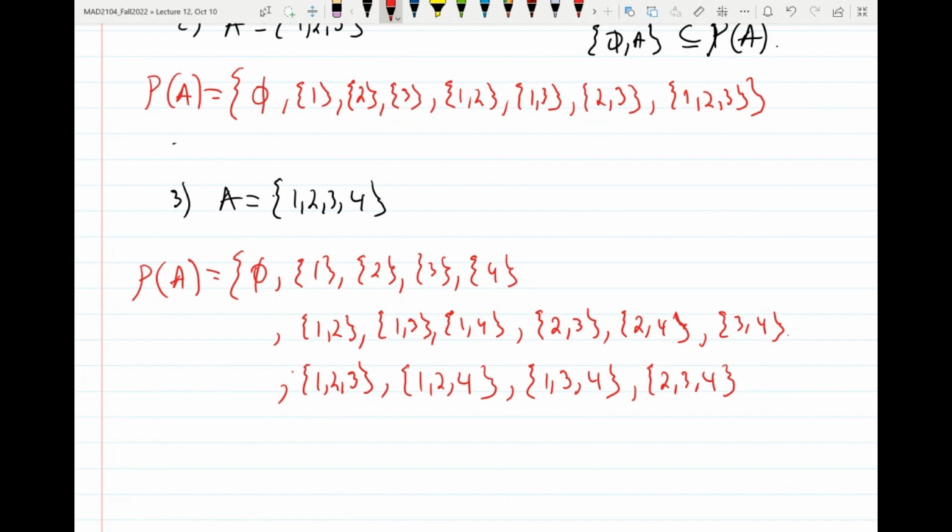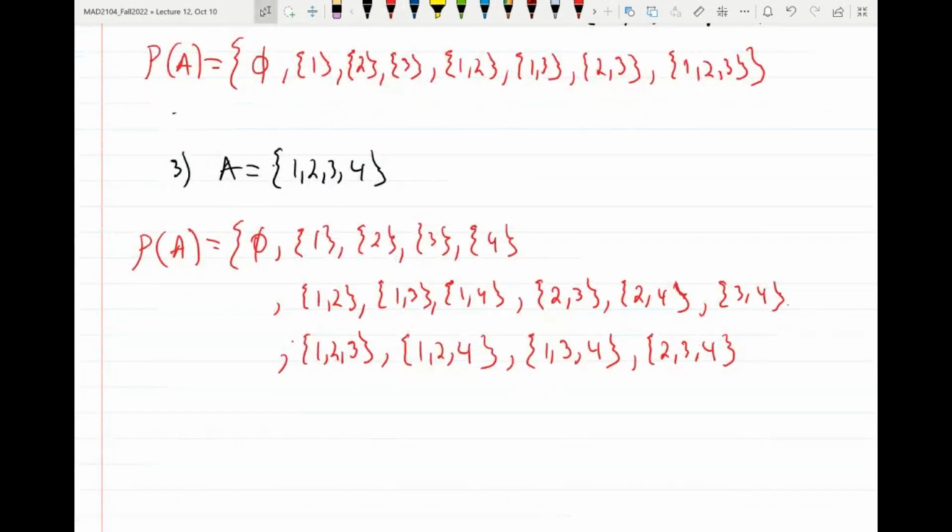So that's length 3. And then what do we need? So length 4, which is the whole thing. And we close it up. All right, so let's make sure that we have everything here. So 1, 2, 3, 1, 2, 4, then 1, 3, 4, and 2, 3, 4. Yes. So let's count. How many do we have? 1, 2, 3, 4, 5, 6, 7, 8, 9, 10, 11, 12, 13, 14, 15, 16.